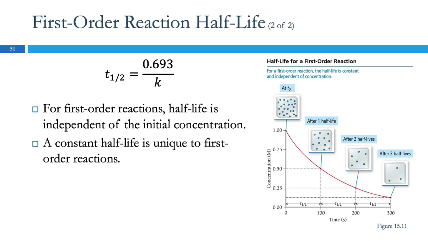Zero order and second order, all other orders, the half-life changes as the reaction goes on. So this is what is used for radioactive things because they are first-order reactions. And when we get to chapter 21, near the end of the semester, we'll come back to this because we're going to talk about radioactivity. Any questions?